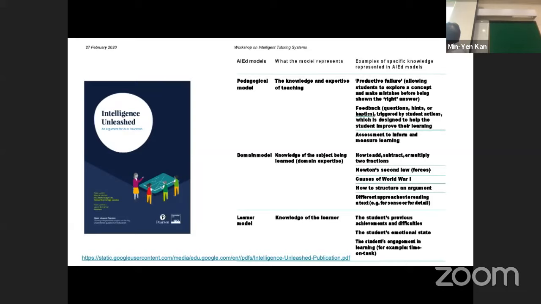Learner model is where the diagnosis I was going through in these few slides. So far, I've been talking about diagnosis of students' knowledge state. There are also different kinds of student diagnosis. Could be emotional state, engagement, grit, perseverance. So some of the ITS measure that.